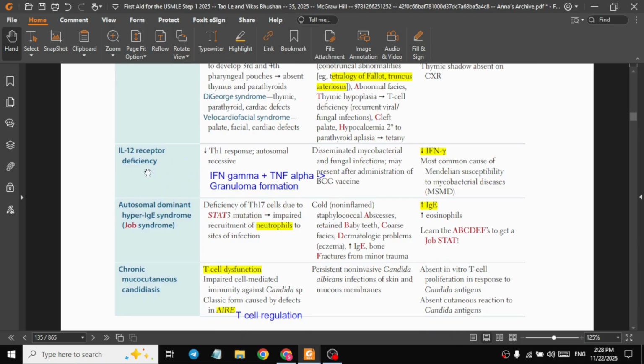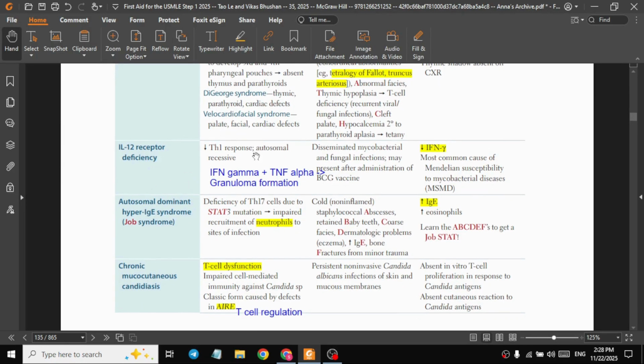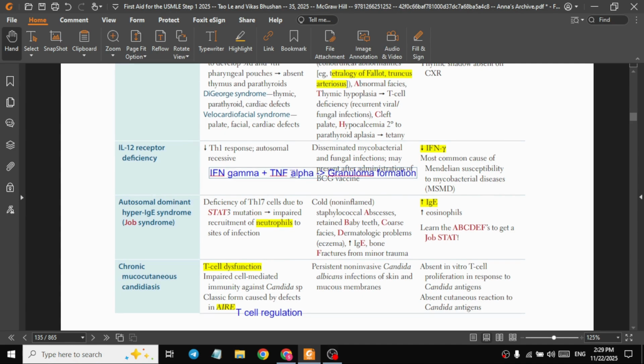Okay, now IL-12 or even IL-2 is very, very important for Th1 or Th activation in general, right? If those are not working, and because most of these receptor deficiencies are autosomal recessive, you're not going to form Th1, and if Th1 is not working, you're not going to form any granulomas. And if you don't form any granulomas, what are you going to have? Anything that was supposed to be contained cannot be contained anymore, right?